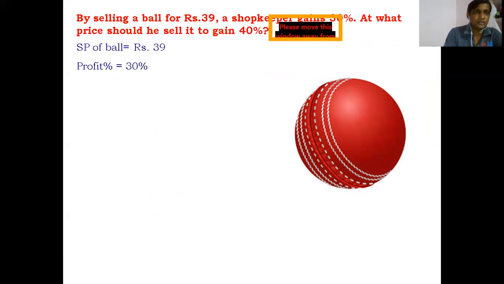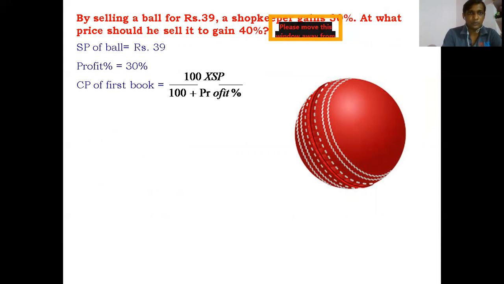Now I need to calculate the cost price. Cost price of the ball is equal to 100 into selling price by 100 plus profit percentage. That's equal to 100 into 39 by 100 plus 30. After simplification, I'll get rupees 30. That means cost price of ball is 30.